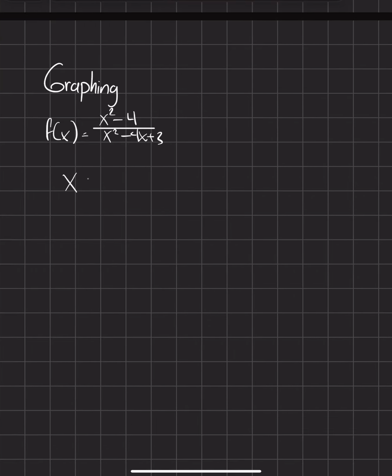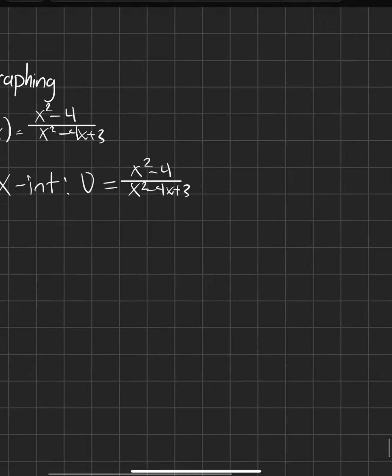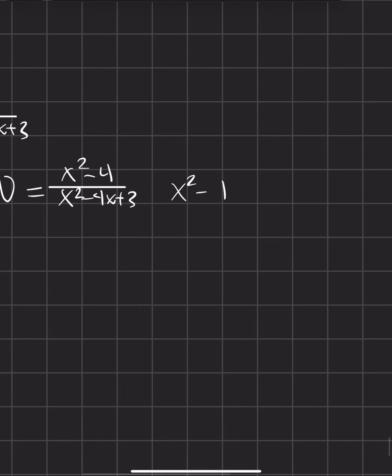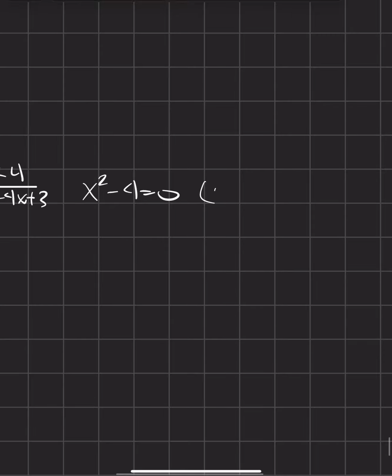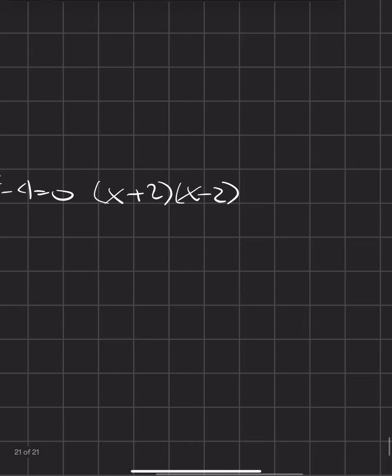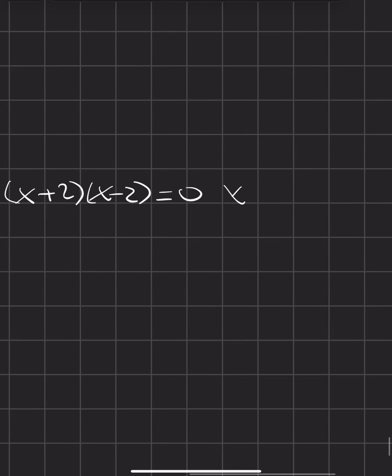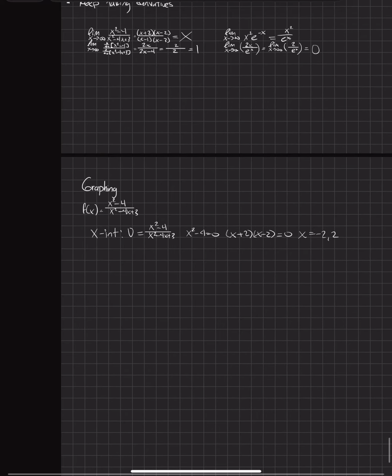So one thing that's good to know is our x-intercepts. Our x-intercepts are determined when our y value is equal to 0. That's essentially just when your top is equal to 0, so x squared minus 4 equals 0. We factor this out and get x plus 2, x minus 2 equals 0. And so our x-intercept values are going to be -2 and 2, right?